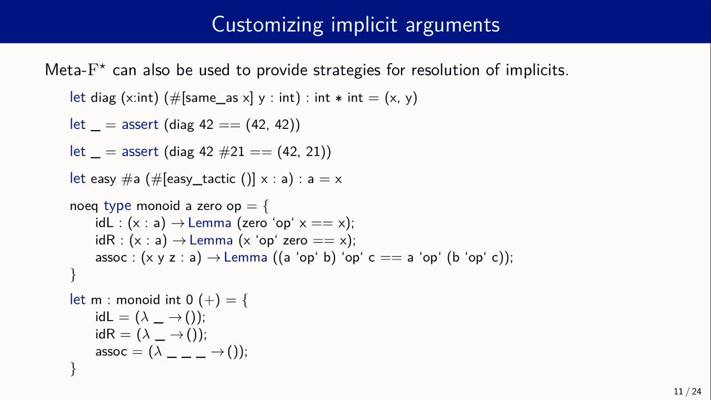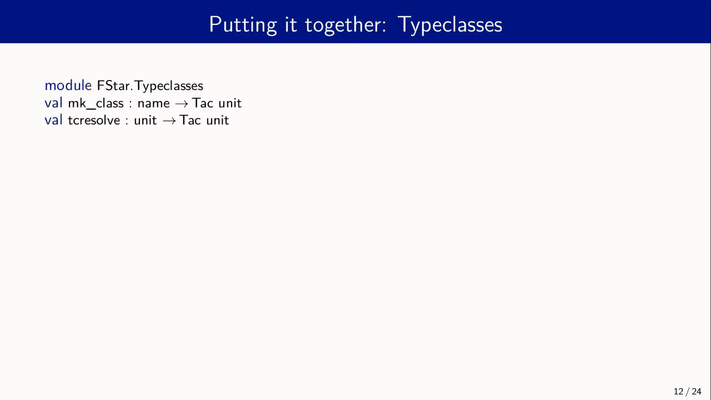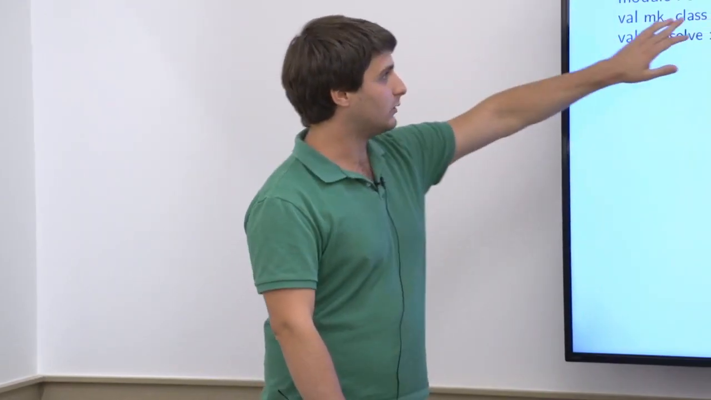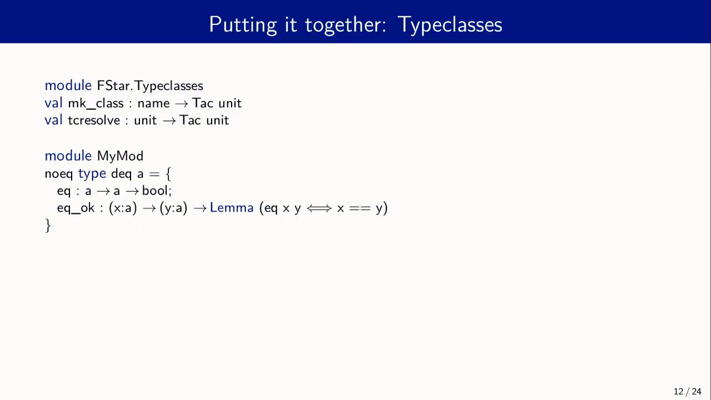Another thing you can do with implicits, not important. This is the important one. Once we have the two cool ingredients, generating top-level definitions and solving implicit arguments, type classes are like shouting at us that we need to implement them. Everything I'm going to show you is absolutely user space. There's no compiler support except when I say there is. So we have a module called f-star typeclasses that has an MK class and TC resolve tactics.